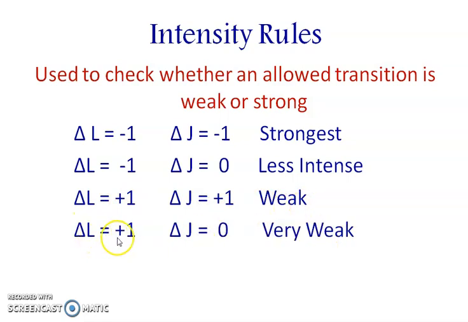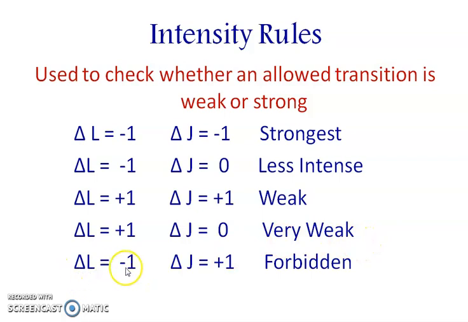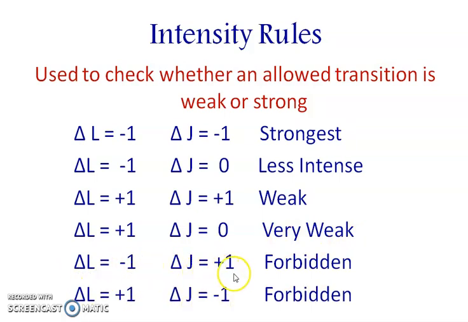When del L is plus 1 and del J is 0, the transition is very weak. And when del L is minus 1 and del J is plus 1, or del L is plus 1 and del J is minus 1, these two transitions we call forbidden. This is how we come to a conclusion whether an electron can jump from a higher state to a lower state, and if it jumps, what the intensity of the transition will be.